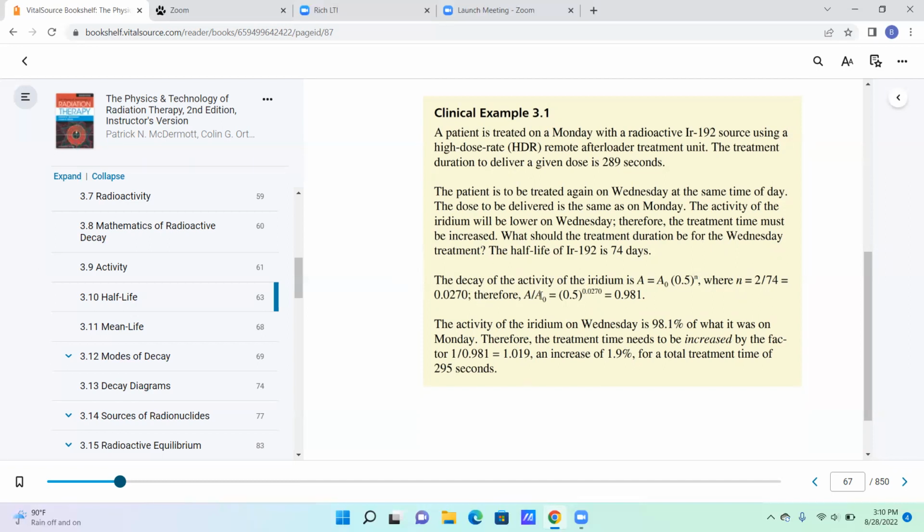Therefore, the ratio of A to A naught is going to be equal to this, or 0.981. So the activity of the iridium is 98.1% of what it was on Monday. Therefore, the treatment time needs to be increased by that particular factor. So you take whatever the time happens to be, divided by 0.981, and you've got to increase the time by 1.9%. So taking this, multiplying by 1.019, you come up with 295 seconds.